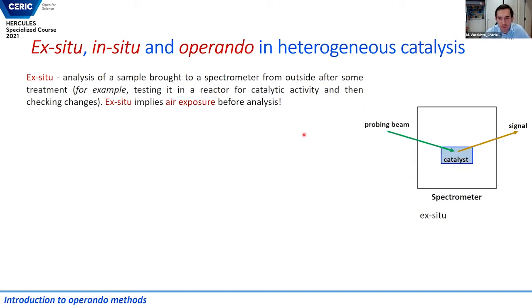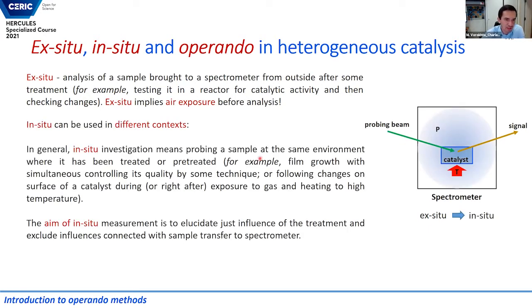So ex situ means that you take your sample and, for example, test it in some reactor, detect products, and then you take this catalyst after the reaction and would like to see its composition. It means that you bring the sample through air. So ex situ always implies air exposure before analysis. Sometimes people try to exclude this air exposure because it can influence the structure of the sample, so they try to measure the samples in situ.